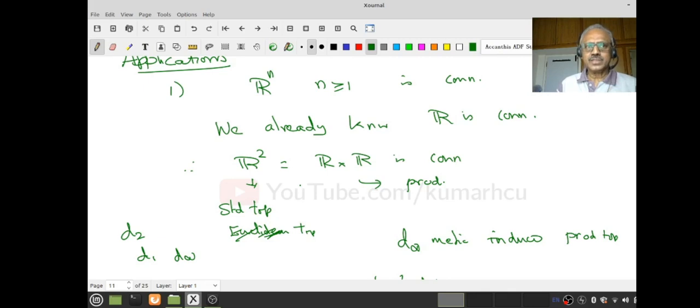What I know is R cross R with the product topology is connected. R cross R, as I said, I denote by R2, no problem. But the topologies may be different. This is a standard topology on R2, here it's a product topology on R cross R. But luckily, these two topologies are the same. That's a subtle point you should be aware of.